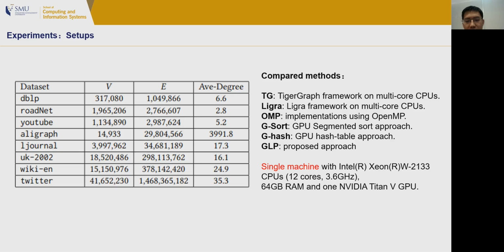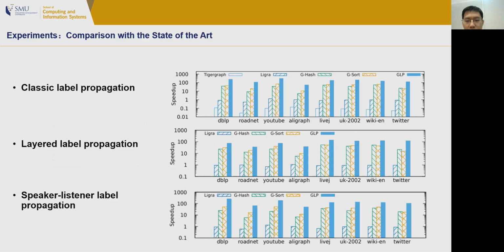The left-hand side is the table summarizing the datasets that we use to compare our approaches with the state-of-the-art approaches. The compared methods and the single machine settings are listed on the right-hand side. We evaluate the overall performance of all those methods over different label propagation algorithms: classical label propagation, layered label propagation, and the speaker-listener label propagation.